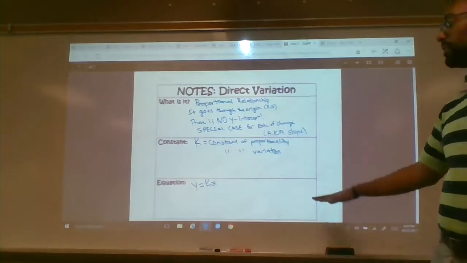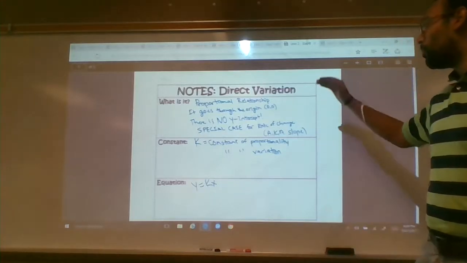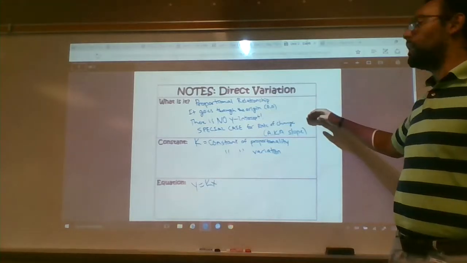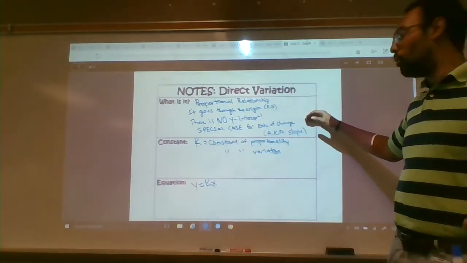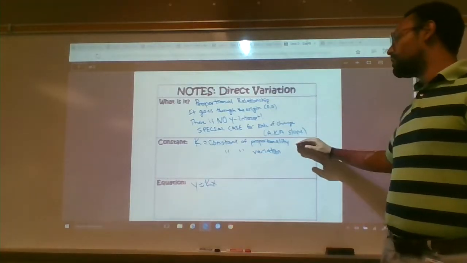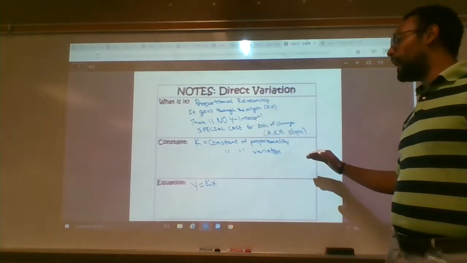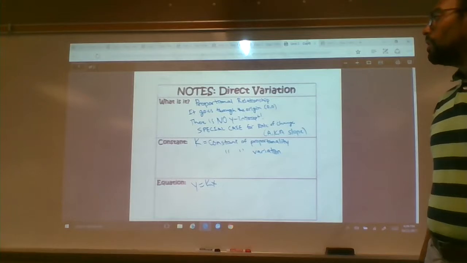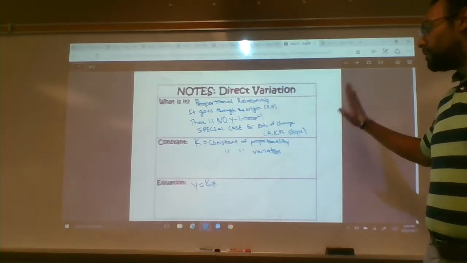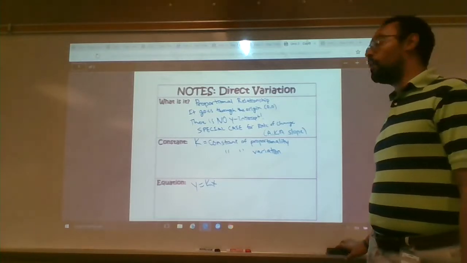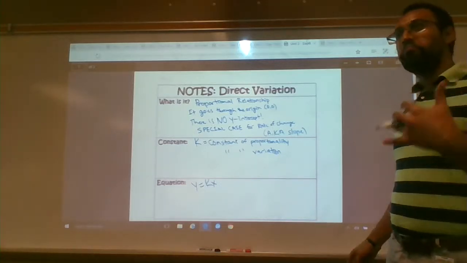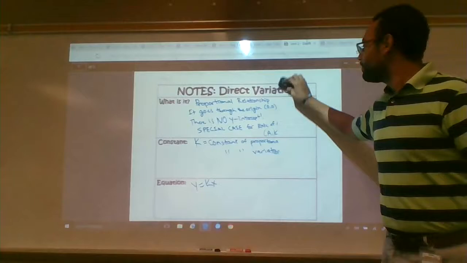Okay, so these are all the notes you need to fill in. Proportional relationship goes through the origin, no y-intercept, and is a special case for the rate of change, aka slope. K is the constant proportionality or the constant variation. The equation is y equals kx. So you have the option of pausing here and finishing up the notes. If not, let's continue.